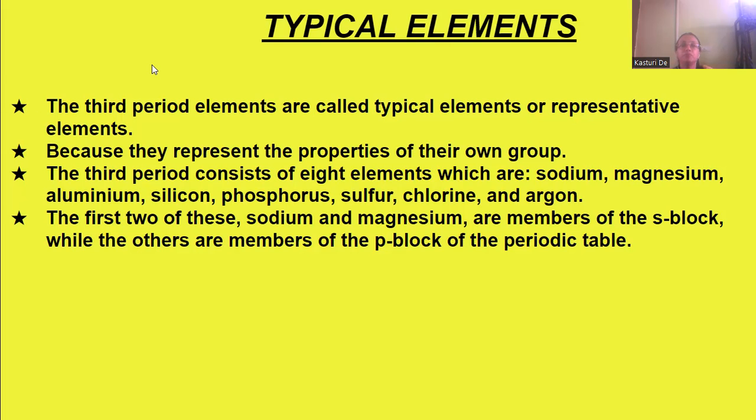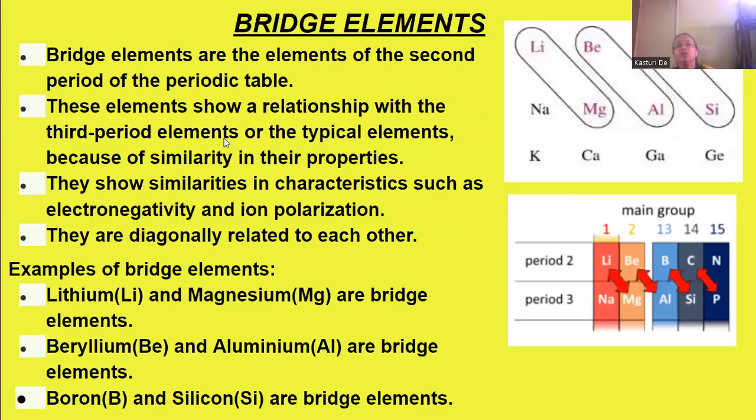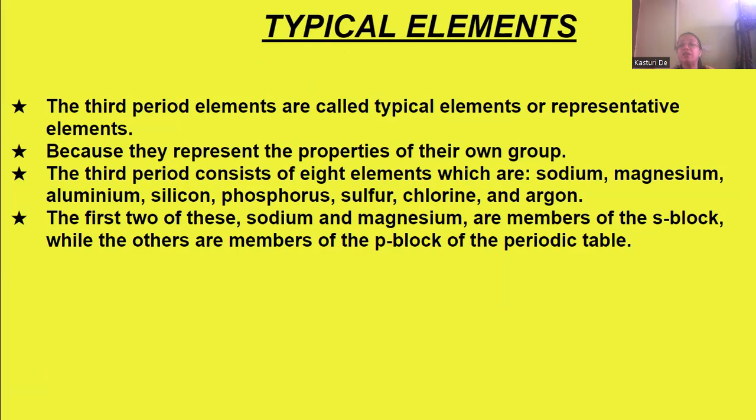Clear? The second period elements of the periodic table are called bridge elements. The third period elements are known as typical elements or representative elements. Clear? Not group. Here we are talking about periods, that is, in the row, not the vertical columns. Because they represent the properties of their own group, they are known as representative elements.